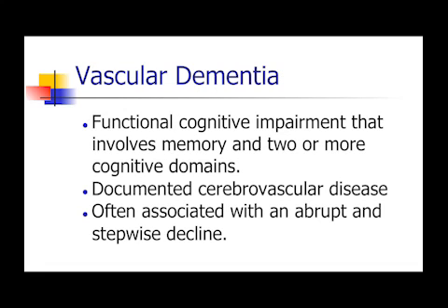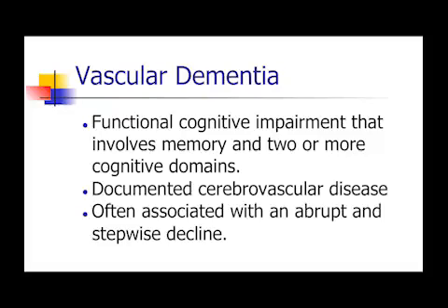Vascular dementia. We used to try to make a major distinction between vascular dementia and Alzheimer's disease. That's not as important as it used to be. We think that only about 3% of the dementias are pure vascular dementias. And of course, these patients present with some functional cognitive impairment that involves memory and 2 or more cognitive domains. They have documented cerebrovascular disease and obviously cerebrovascular risk factors. Their presentation is often associated with an abrupt and stepwise decline coinciding with loss of functional neural tissue.